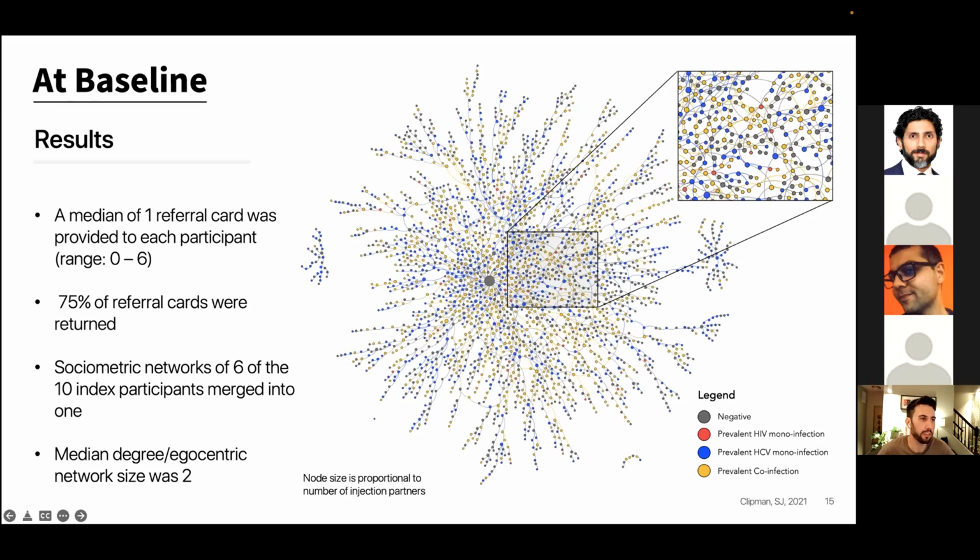So it's a little bit hard to see, but here is one sociometric network from one of our index participants. Here we have an index participant who never actually recruited anyone else. Here's another small sociometric network. And then here is this one last sociometric network. All of the others merged into this one large component that you see in the center. So these PWID networks in New Delhi appear to be highly interconnected.